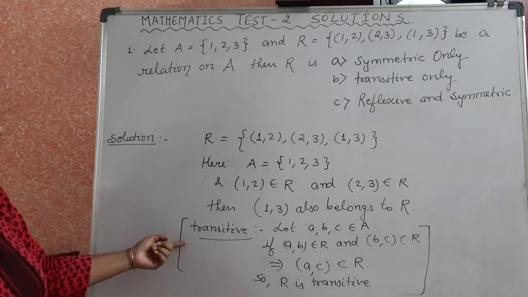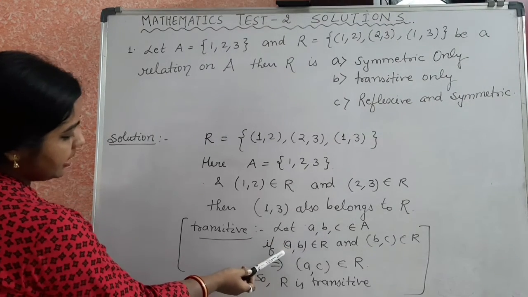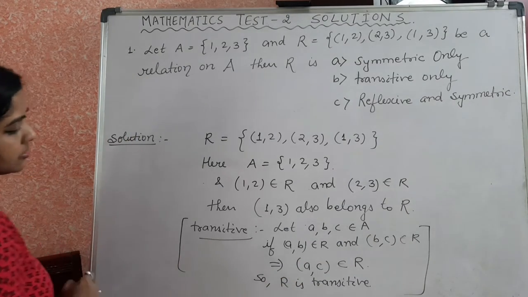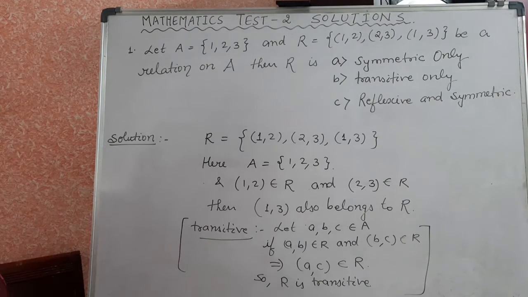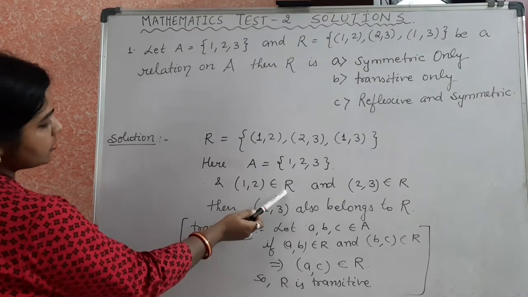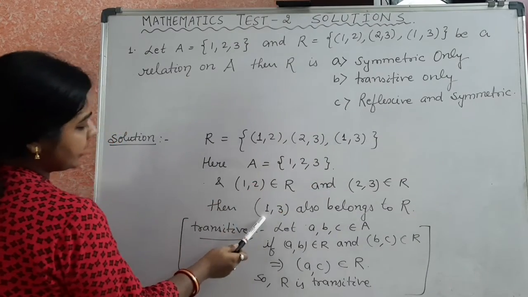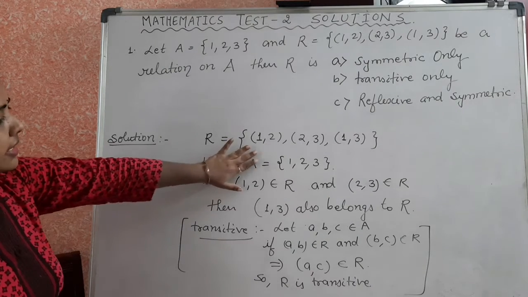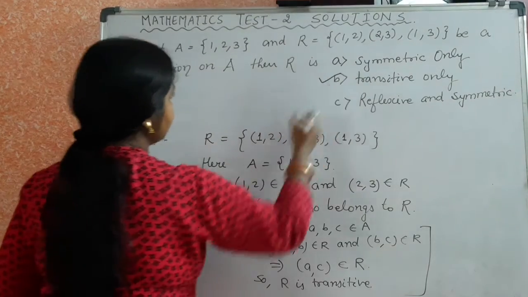So from the definition of transitivity, we know that when there are three elements in a set and if (a, b) belongs to R and (b, c) belongs to R, that implies (a, c) also belongs to R. If this condition holds, that means the relation is a transitive relation. So here (1, 2) belongs to R and (2, 3) also belongs to R. So we have to check (1, 3), and we are getting here (1, 3) also belongs to R. This is clearly transitive only. So this is our answer. The answer is B.